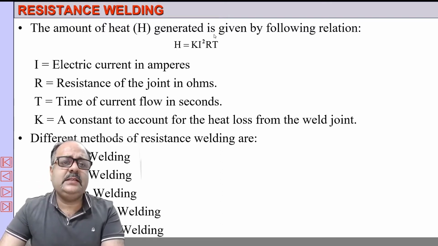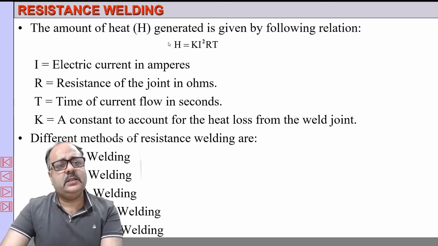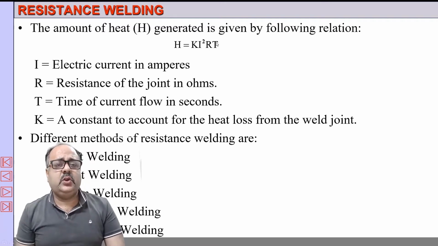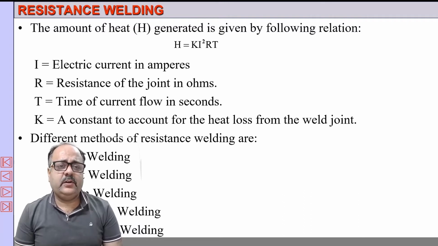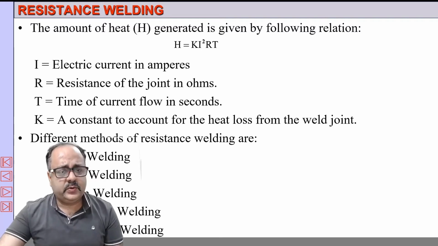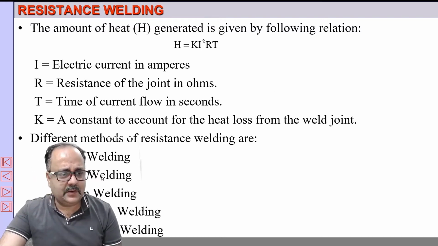So this is the equation for the heat that is generated, and this heat is used for heating the intersection between the two, or the faying surface, to a temperature at which, under pressure, the welding can be completed. So resistance welding is basically of four types: butt welding, spot welding, seam welding, and projection welding.